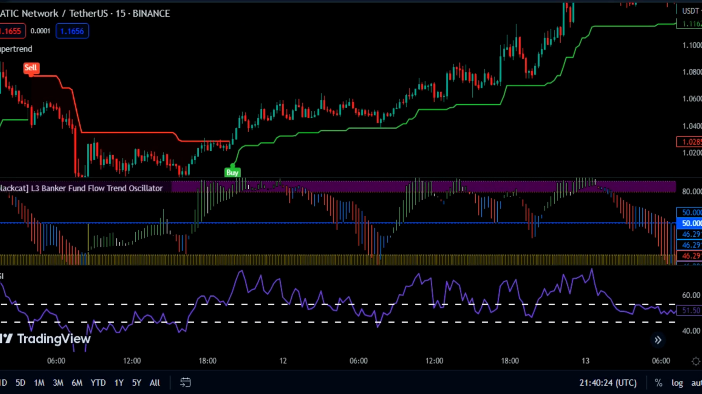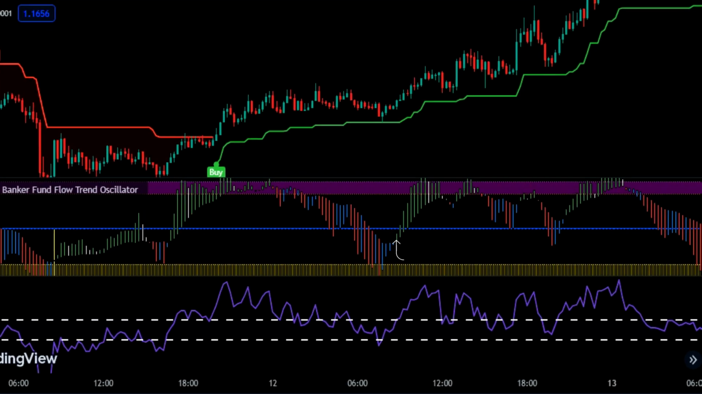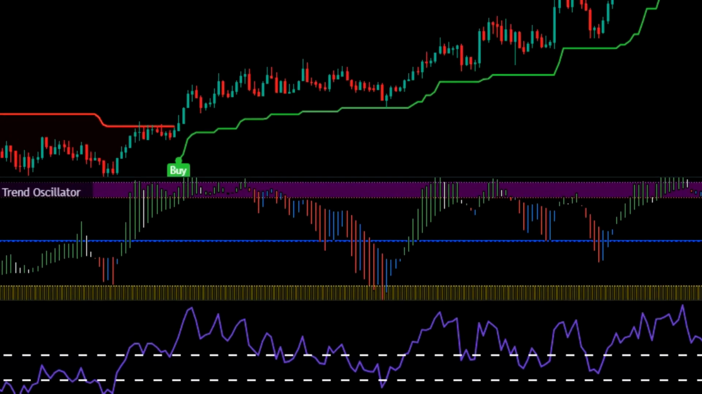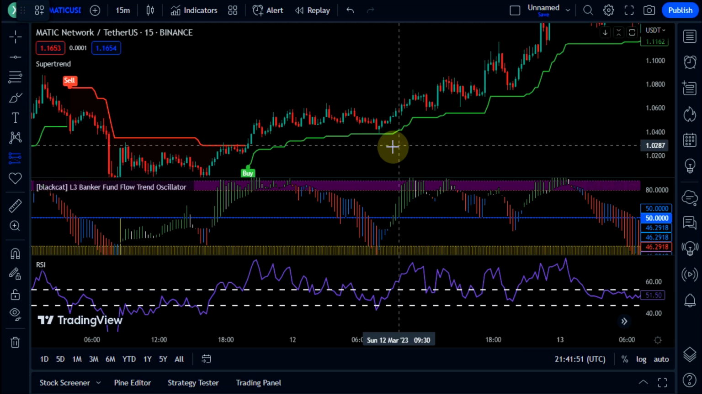The first condition for taking a buy position is that the supertrend is green. The second condition is that at least one green candle in L3 indicator enters from the bottom of the middle line to its top. Note that if 50% of the candle is above the middle line, the condition is confirmed. The third condition is that the RSI has entered the oversold zone and crossed this zone from the bottom to the top. Then we can enter the buy position.